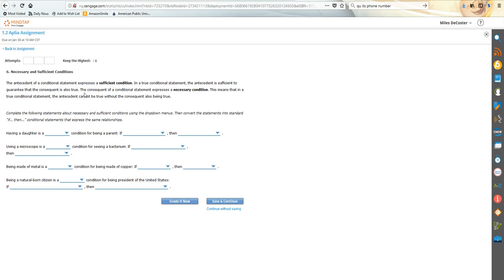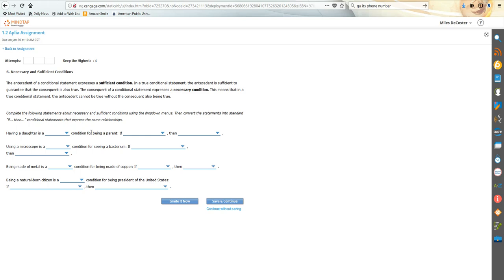But for each of these, they're going to complete the following statements about necessary and sufficient conditions, then convert the statements into standard if-then conditional statements that express the same relationship. All right, so having a daughter is a blank condition for being a parent. What they're asking me there is, okay, is having a daughter a requirement for being a parent in the sense that if I don't have a daughter, that means I can't be a parent?